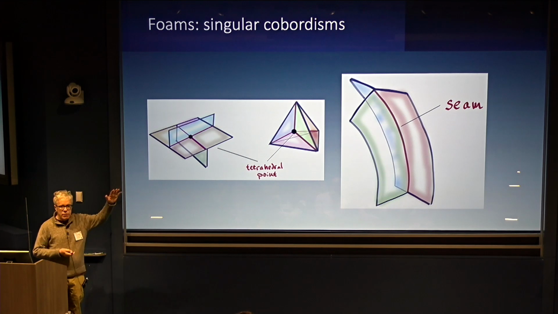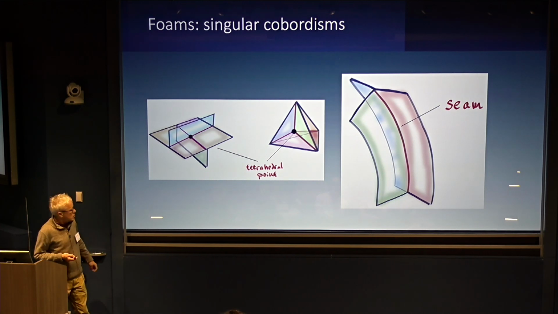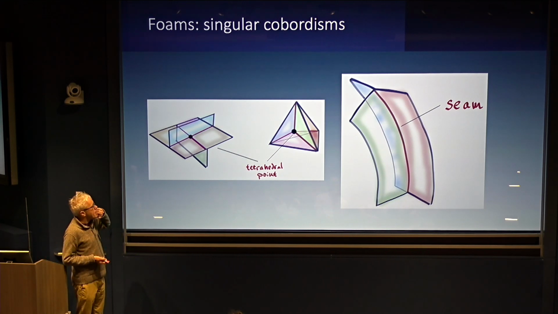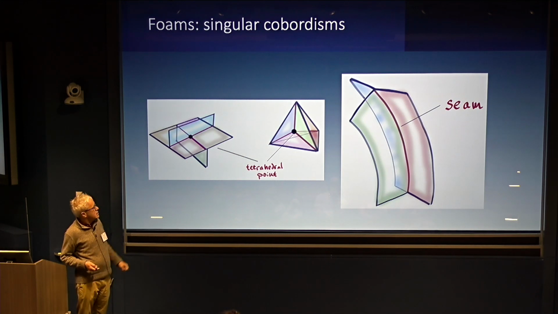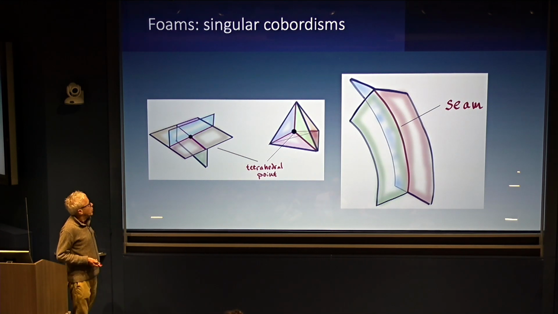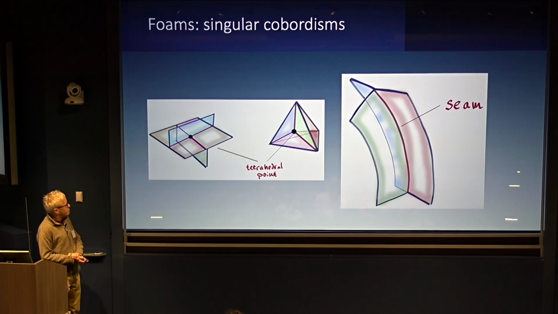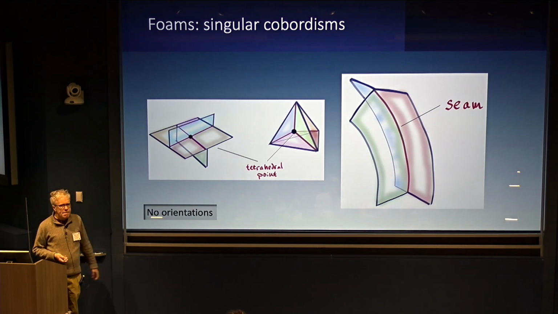I won't talk much about foams, but foams, as usual, are cobordisms between webs. They are singular 2-complexes. They have trivalent seams, and they also have points where 6 facets meet, these tetrahedral points. In this talk, foams are entirely unoriented things again.